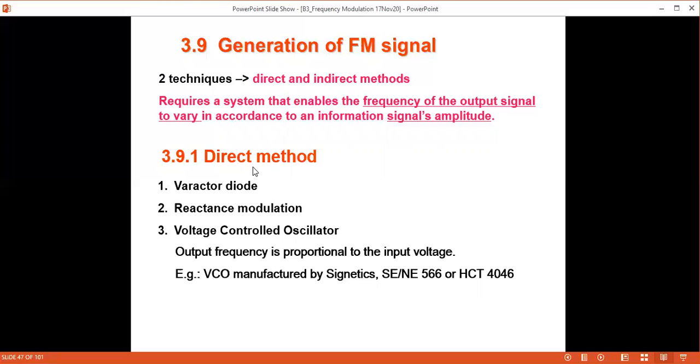So direct methods are methods that use approaches like using a varactor diode, reactance modulation, and voltage controlled oscillator. In all these methods, the output frequency of these devices is proportional to the input voltage.